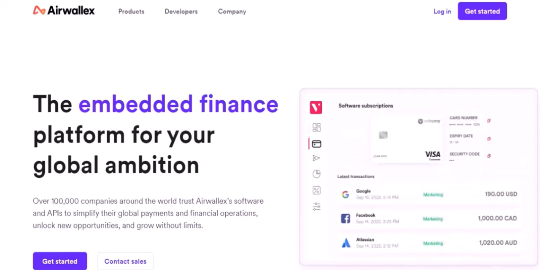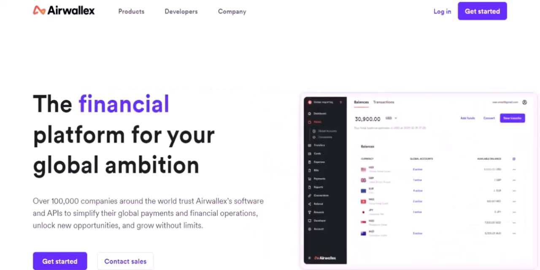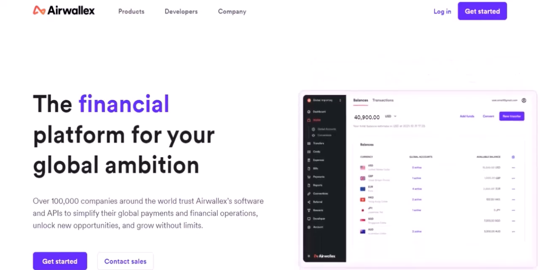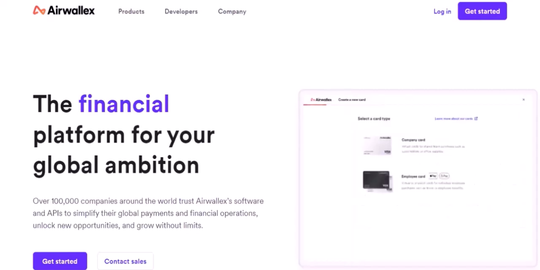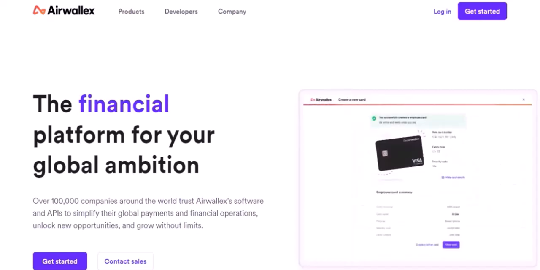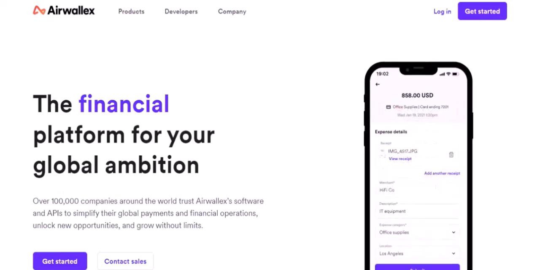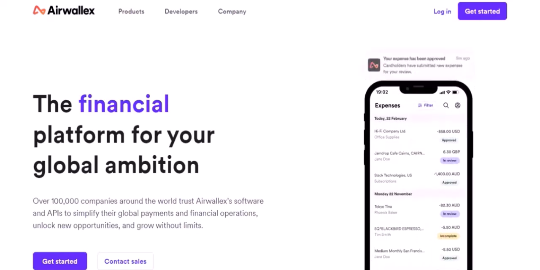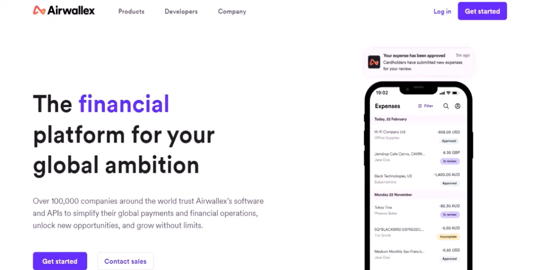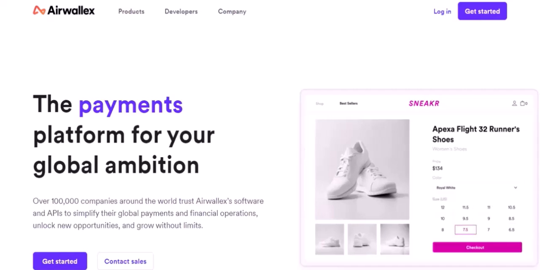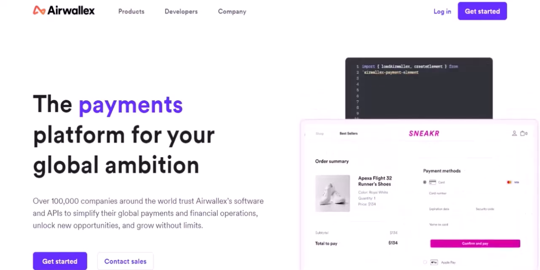Airwallex supports a wide range of currencies, including major ones like USD, Euro, GBP, and JPY. But it doesn't stop there. They've got coverage for emerging markets like AUD, CAD, SGD, and HKD. And if you're dealing with Asian currencies, Airwallex has you covered with CNY, INR, IDR, and more. To give you a more comprehensive view, let's break down the currencies by region.